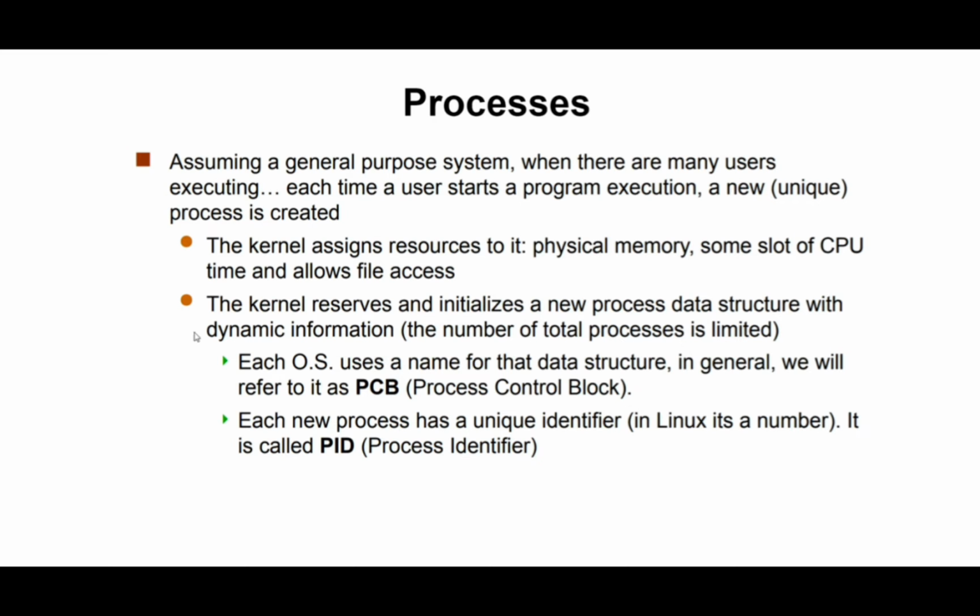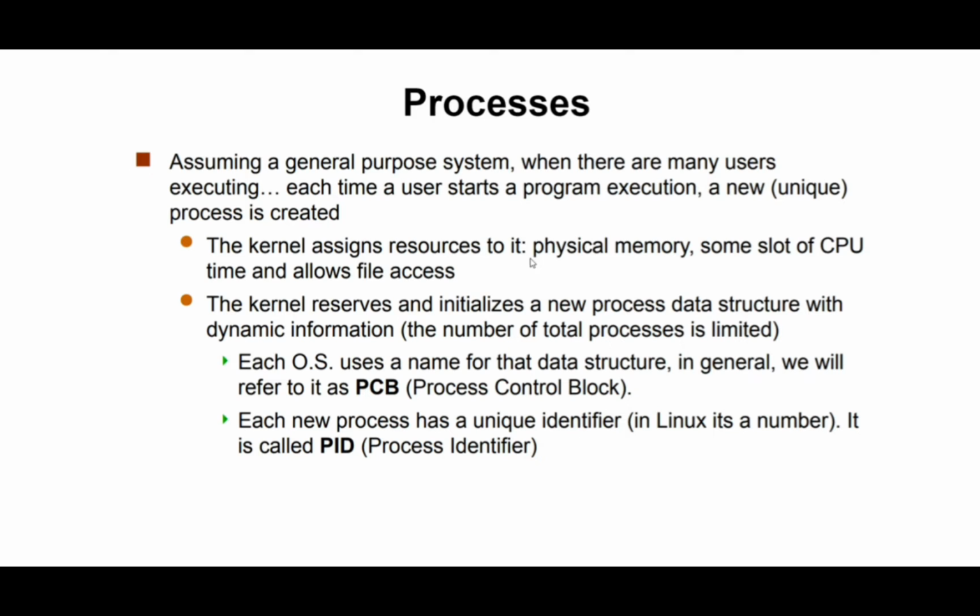So now, assuming a general purpose system where we have many users executing, each time a user starts a program execution, a new and also unique process is created. This idea of unique is very important, since we will see that each process has its PID, which is basically the process identifier. So when we create a new process, the kernel assigns resources to this process.